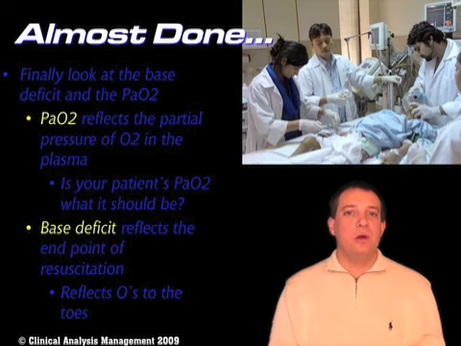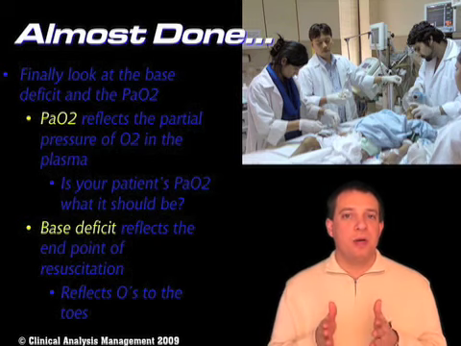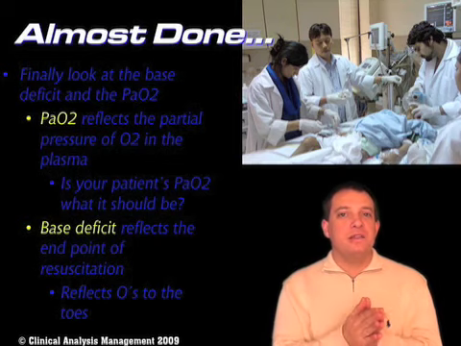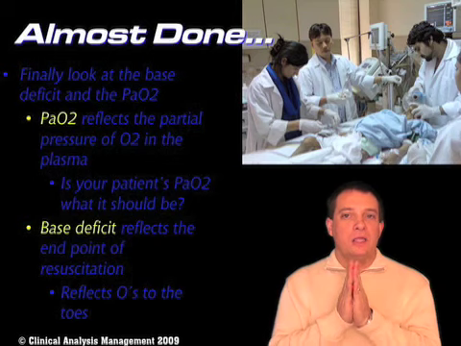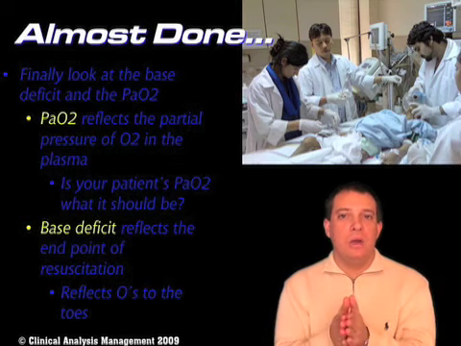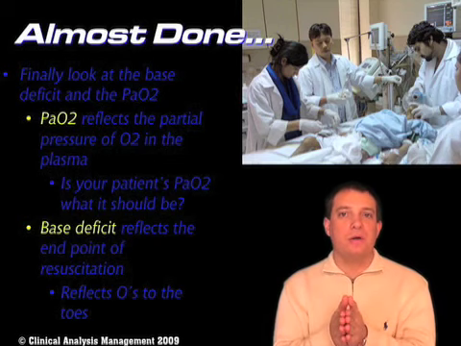Now, the other thing you need to know is that whether you see it as the base excess or the base deficit, it's the same number. It's not two different numbers. It's just whether it's a positive number or a negative number. And so a perfect base would be 0. If the patient had a base excess or base deficit of 0, that would be perfect.